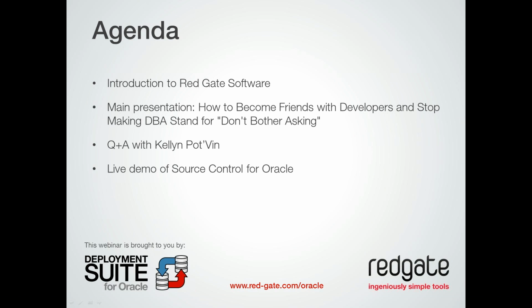So the structure of today's session, we're going to have a quick introduction to Redgate software before Kellyn takes over control of the screen for the bit that you really want to hear, which is how to become friends with developers and stop making DBA stand for don't bother asking. So that's the topic of today's session. Then there'll be a Q&A with Kellyn Pot'Vin. If you'd like to have a look at source control for Oracle, I'll mention this in a minute. Please do hang around after the presentation, where we'll be doing a live demonstration.